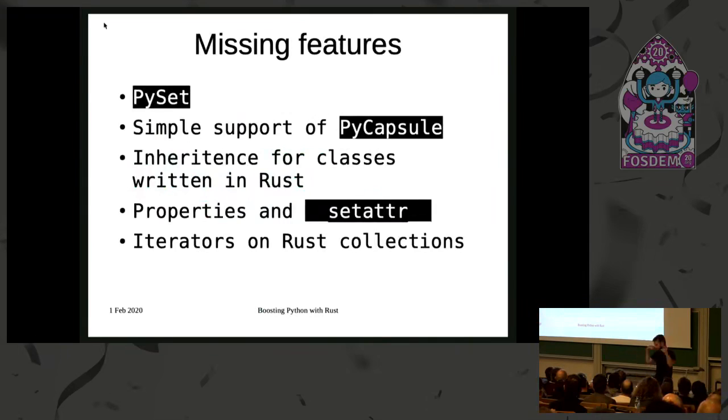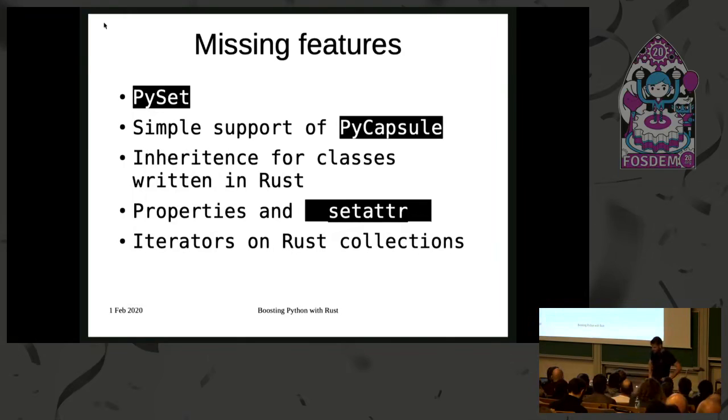But moving up abstraction layers, you need more powerful abstractions. And there were some missing features in our abstraction layer, which is Rust CPython. For example, there was no way of dealing with and creating sets, so Python sets, which are a very useful collection to use. There was no support for capsules, so we kind of had to do that also.